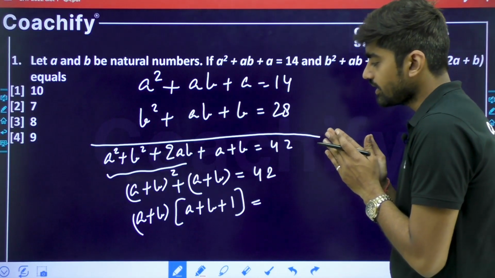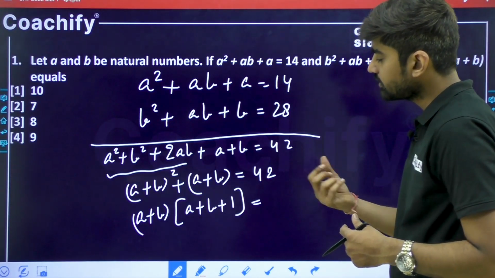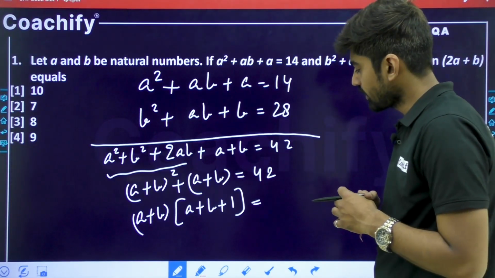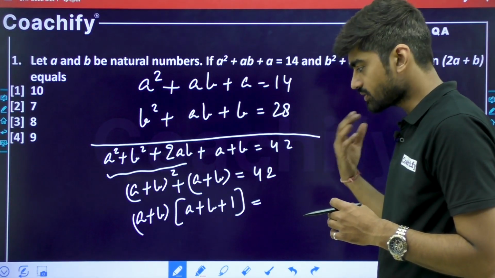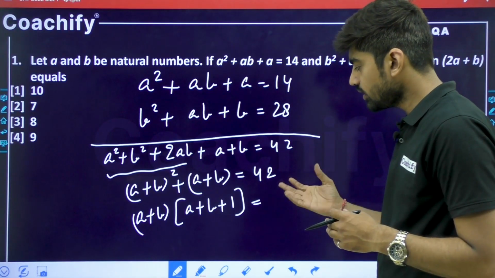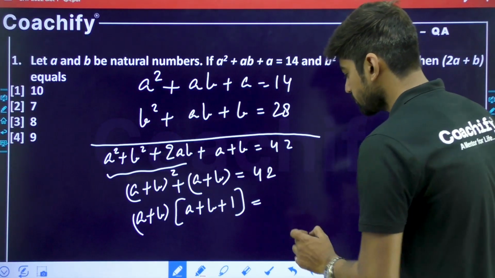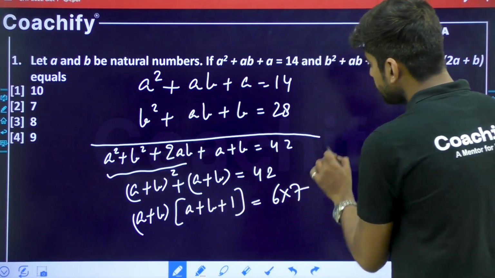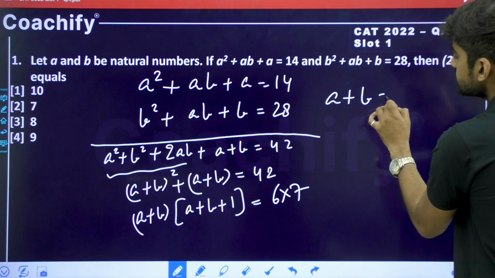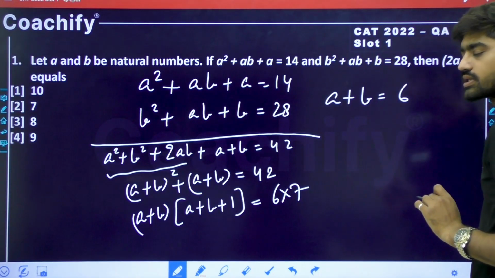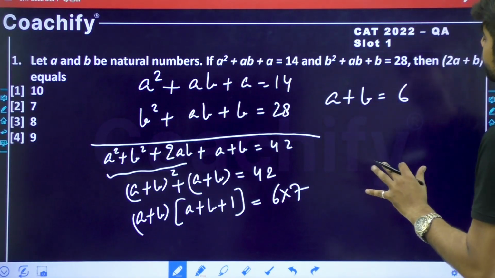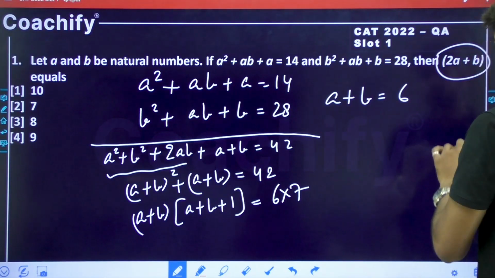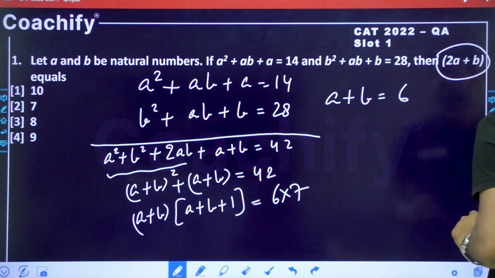So now my next task is how should I break this 42 into two factors which are two consecutive natural numbers. You can observe this closely and easily find out that the two numbers should be 6 and 7. So from here, what we can say is A plus B is equal to 6. Now what I have to find out is the value of 2A plus B. So for that I have to find out A as well as B.